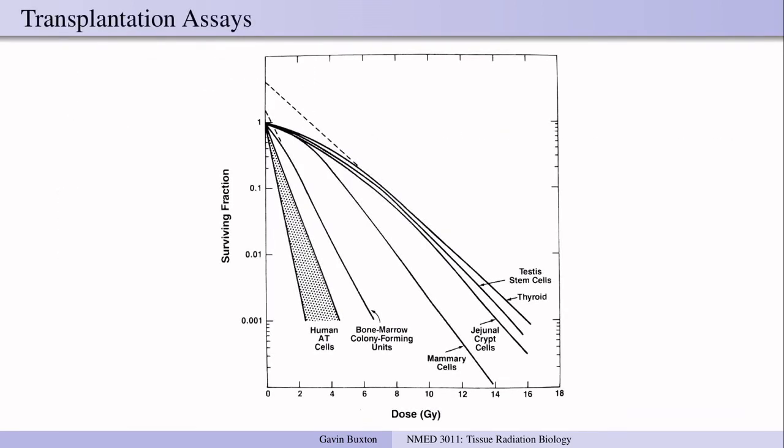Here's the survival curves for a wide range of different cells. So the slopes of the survival curves are similar, and the biggest variation is in the shoulder region at the top of the curves. Now the outlier is the human AT cells, which is a rare inherited disorder that makes these folks more susceptible to developing leukemia and lymphoma, cancer of blood forming and immune system cells, respectively.